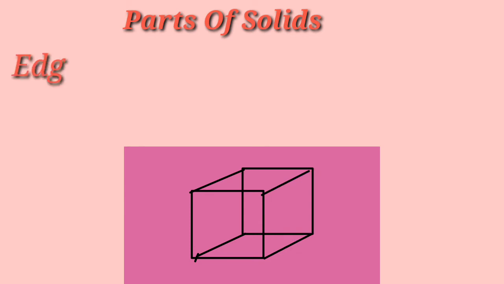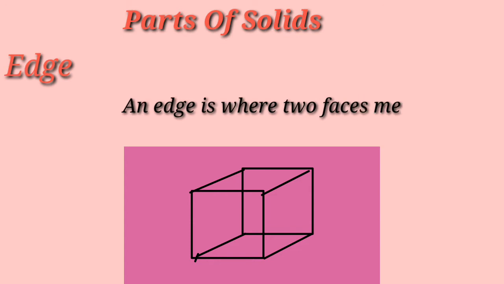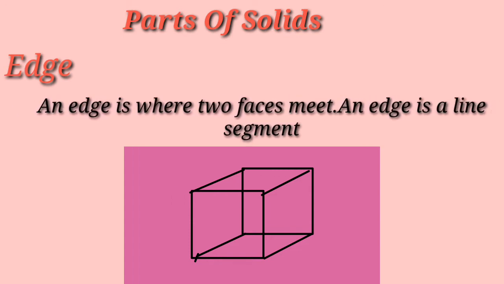Next, edges. What do you mean by edges? An edge is where two faces meet. An edge is a line segment. It is always a straight line, never a curve. You can see this figure and identify the edges of this solid.